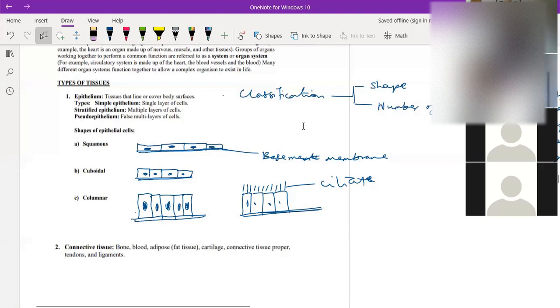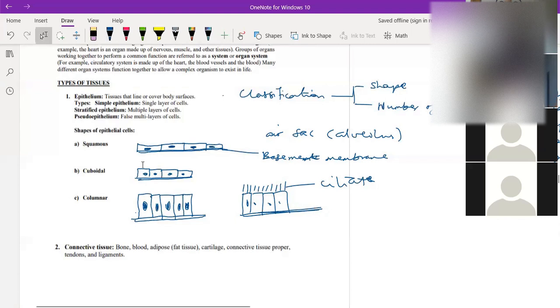Can you please repeat where you can find the squamous one? For the squamous, something like the alveolus, the air sac. Example would be the air sac. Yes, because we want oxygen and carbon dioxide to cross easily, so you have a thin layer in there. That's one example. If you get to the glomerulus of the nephron, you also see some over there as well.